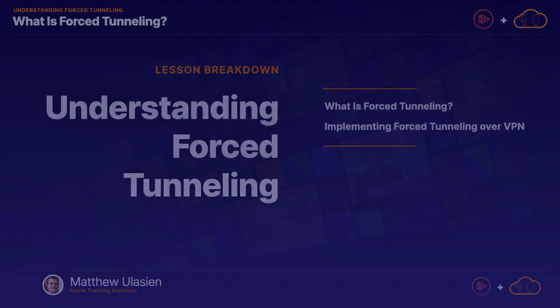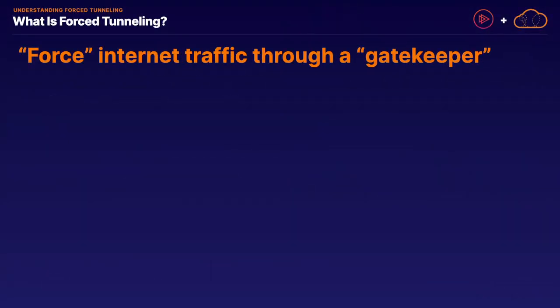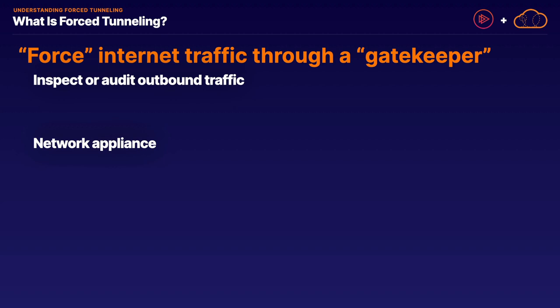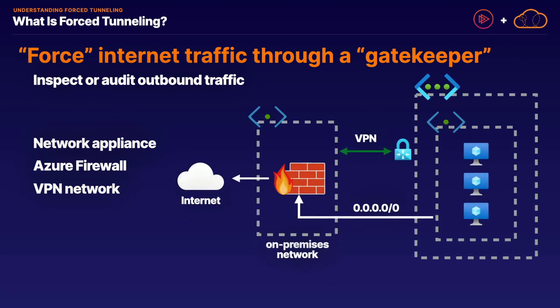So jumping into it, as a quick review, forced tunneling can best be thought of as the idea of forcing your outbound internet traffic through some sort of a gatekeeper device or location, as opposed to just sending it directly out to the public internet. In these scenarios, that gatekeeper will be in charge of either inspecting or auditing outbound traffic before it goes out to the internet, and our typical gatekeeper devices or locations are usually either a network appliance, the Azure Firewall service, or a VPN network, typically working with an on-premises location.